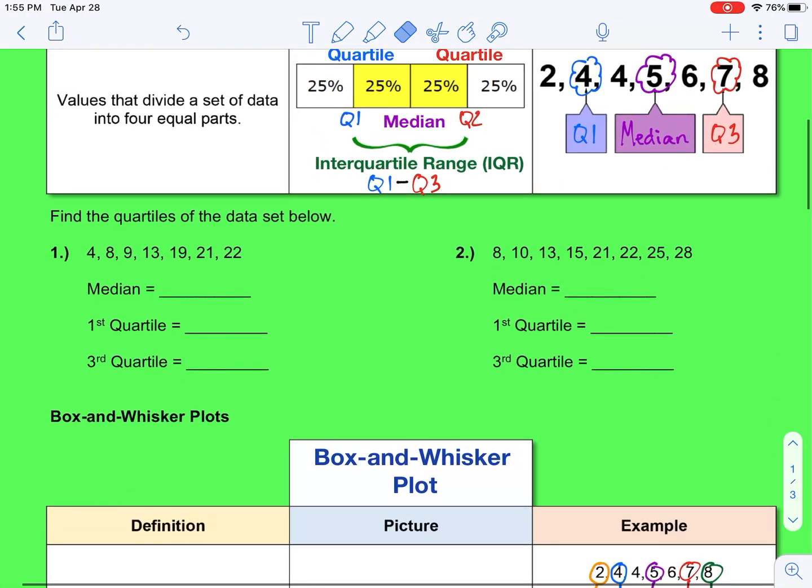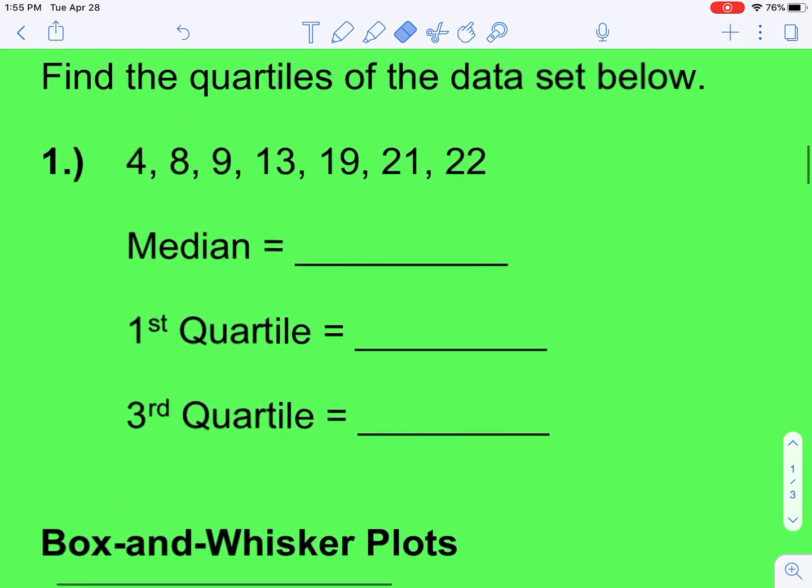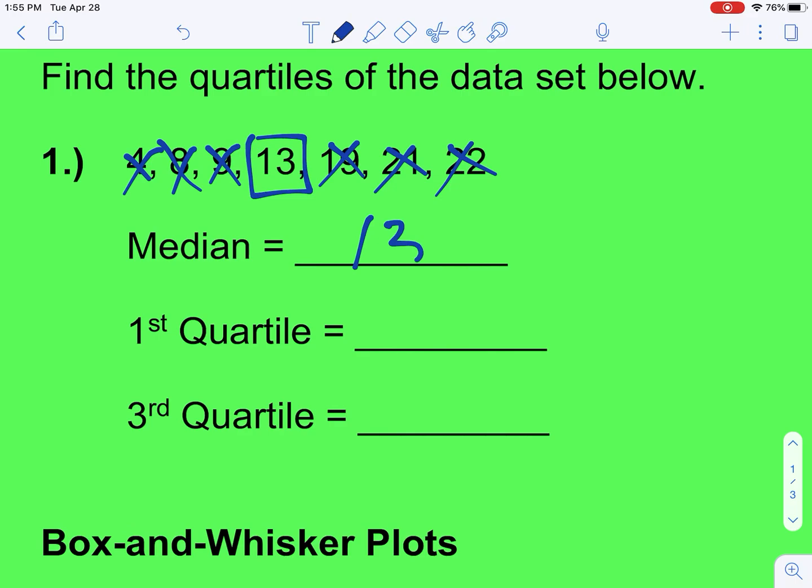So we can have a couple examples here. My numbers are already in order, which is super useful for us. So I've got 4 and 22 I'm going to cross off, and I'm going to keep crossing things off until I only have 1 number left over. So 13 is my magic number. That's going to be my median.